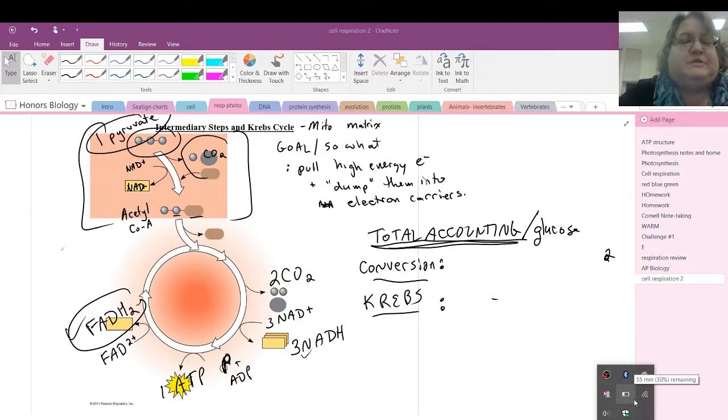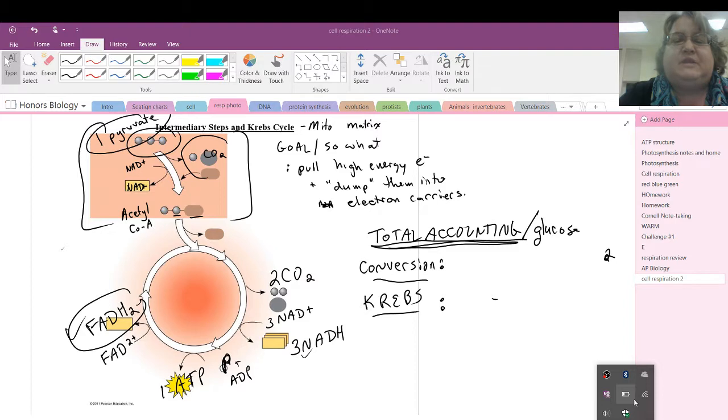Hello, Honors Biology class. I just wanted to give you a quick rundown of the Krebs cycle, which we started in class. I think in one of your classes I was able to finish, but I also wanted to go over electron transport with you as well. So where we were in class, we have the intermediate steps and the Krebs cycle.